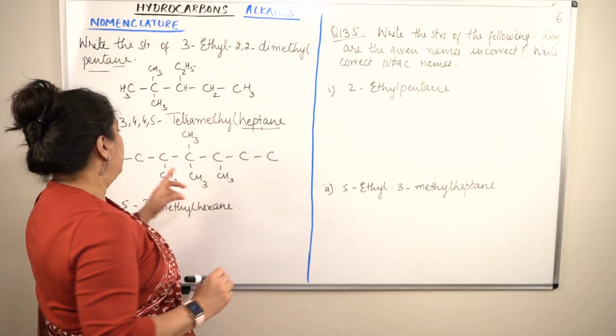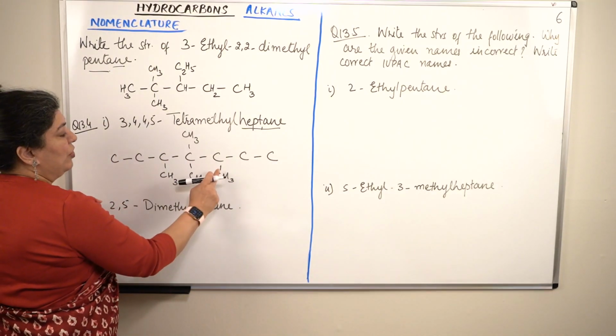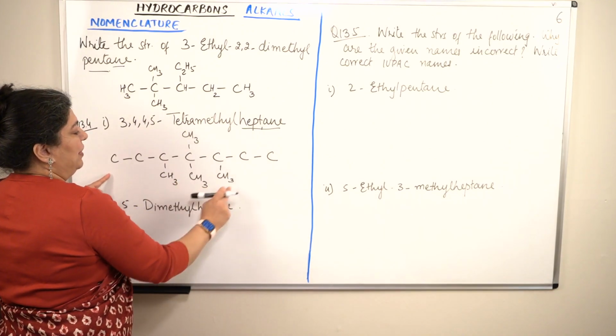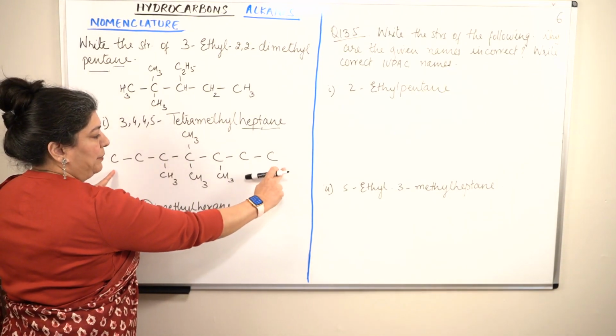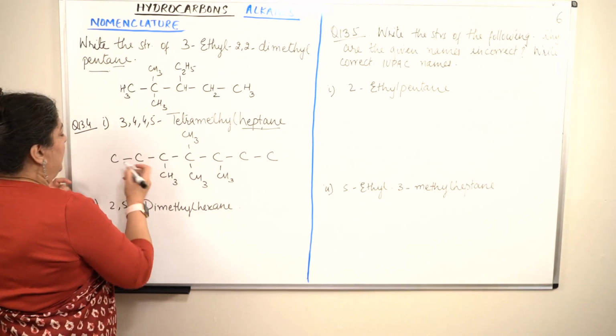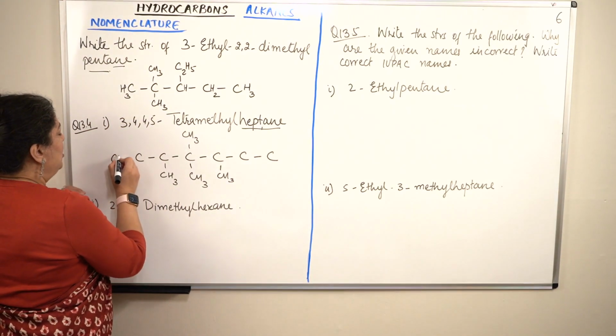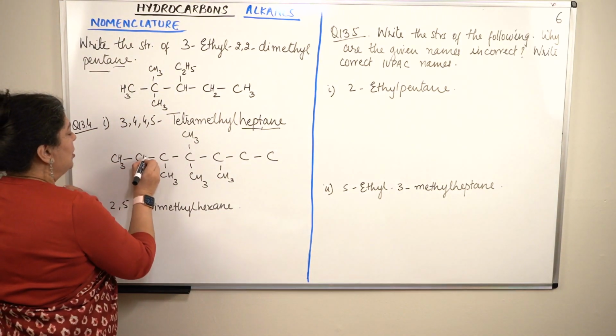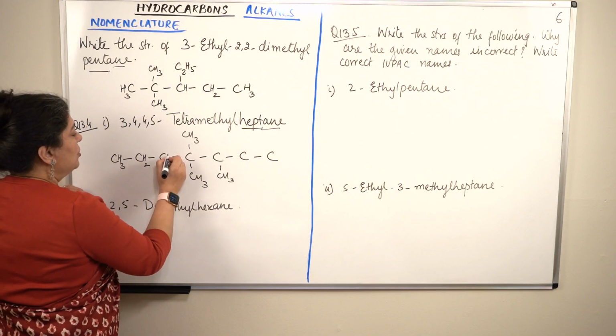Now this is 3, 4, 4, 5 tetra. There are 4 methyl groups, tetramethylheptane, because it has got 7 carbons. Now fill up the hydrogens. 1 bond, 3 hydrogens, 2 bonds, 2 hydrogens, 3 bonds, 1 hydrogen.